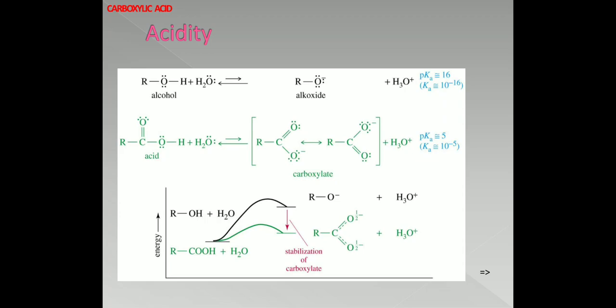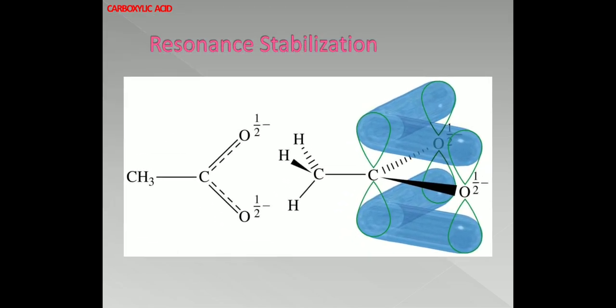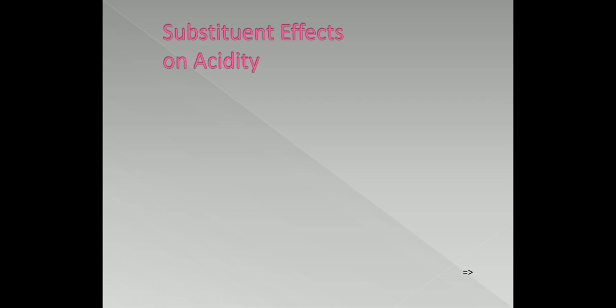Now on the basis of pKa value and Ka value, you can observe that the lower the pKa value, the more the acidity; the higher the pKa value, the less the acidity. So we are observing here that alcohols have a pKa value of 16, while carboxylic acid has a pKa value of 5. That's why carboxylic acid is more acidic. Graphically you can also observe this. Resonance stabilization, I had explained previously.